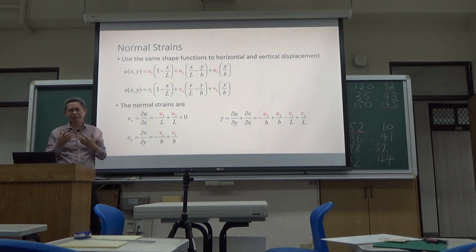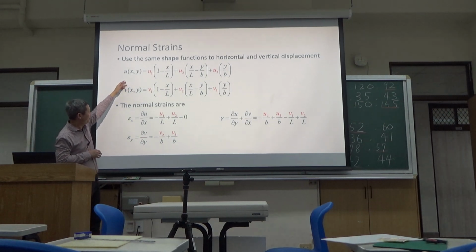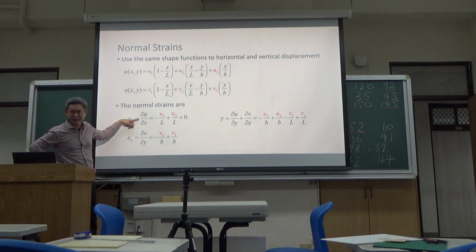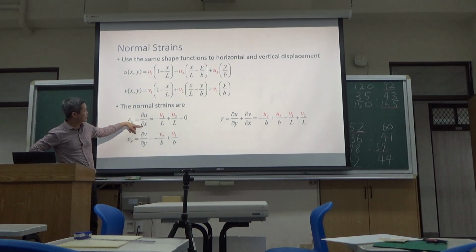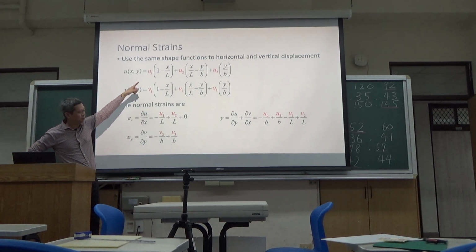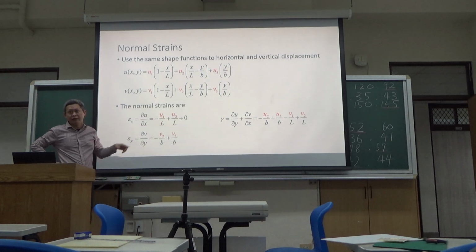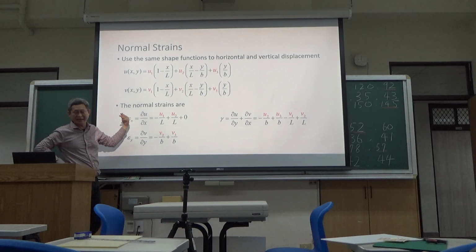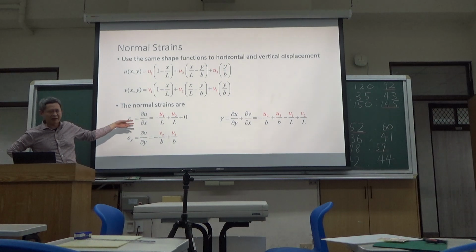Then next, after you have the displacement field, how do you get the strain? The strain is the derivative of displacement. Normal strain in the x direction is the derivative of horizontal displacement with respect to x. So if you have the expression above, then you do the partial differentiation, and you get these expressions. In this case, I don't focus on the matrix expressions, I will focus on the mechanics first. Later we just re-express them into the matrix form.